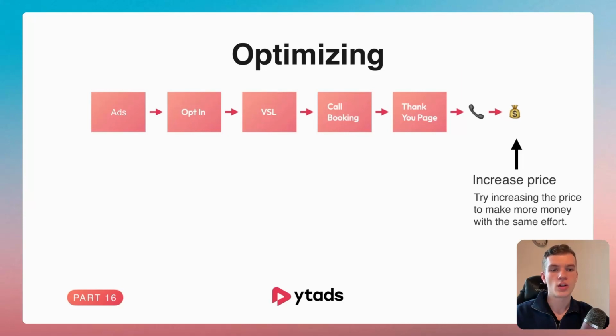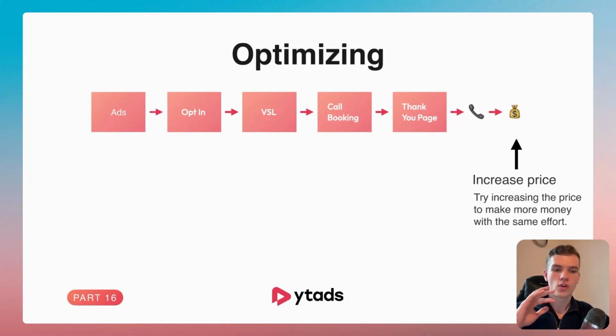And then the last step you can optimize is optimize the price. Or better, increase the price. Try to increase the price to make more money with the same effort. I mean, everything else in the funnel can stay the same. If you only increase the price, if you, like, doubled the price, you would double the entire business and double the entire revenue. If everything stayed the same, simply doubling the price would double the entire business.